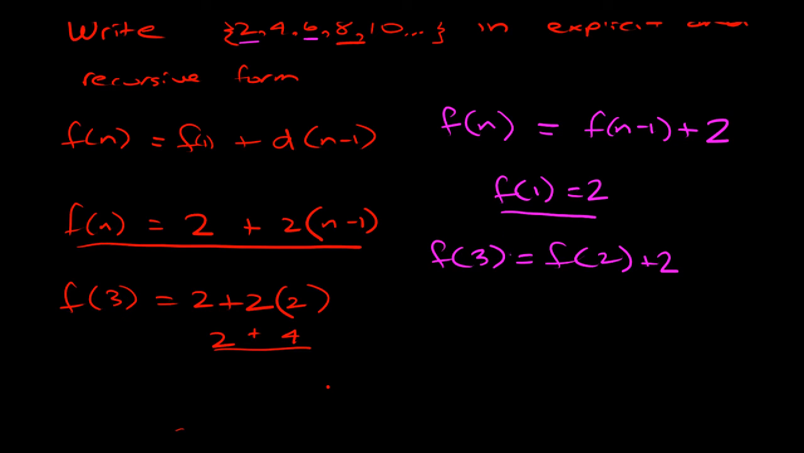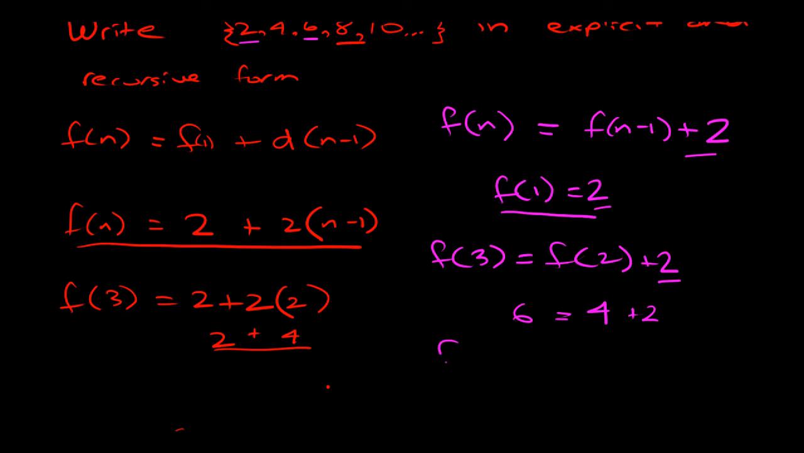But we can do it over here, since it's only f of 3. F of 3 is equal to f of 2 plus 2. So f of 1 is 2, and the common difference is 2. So that means f of 2 is 4, because 2 plus 2 is 4. And plus 2 is equal to 6.